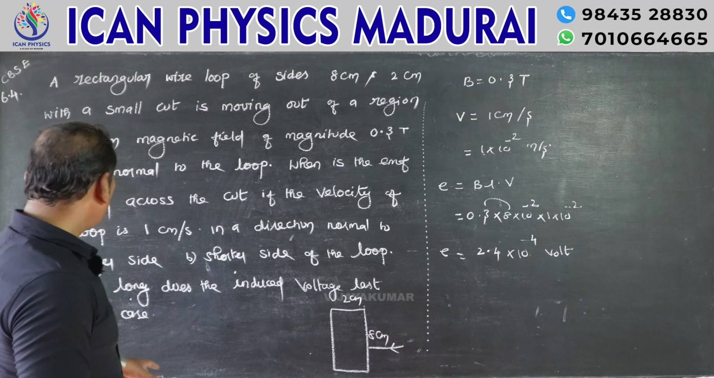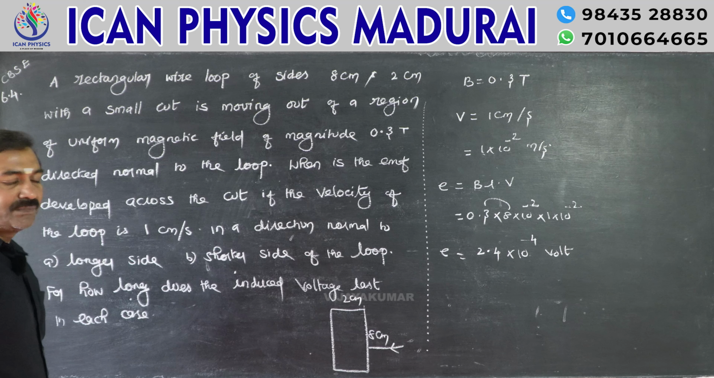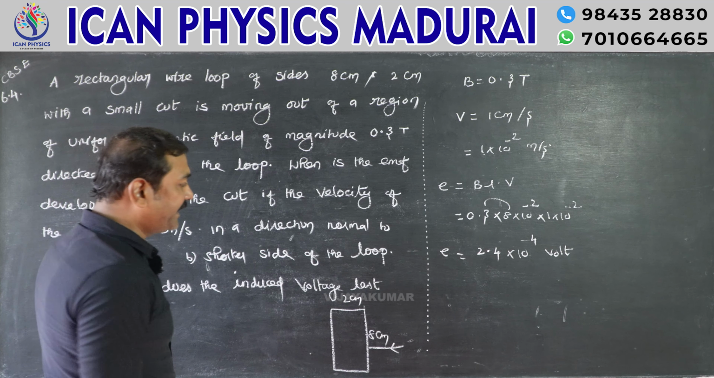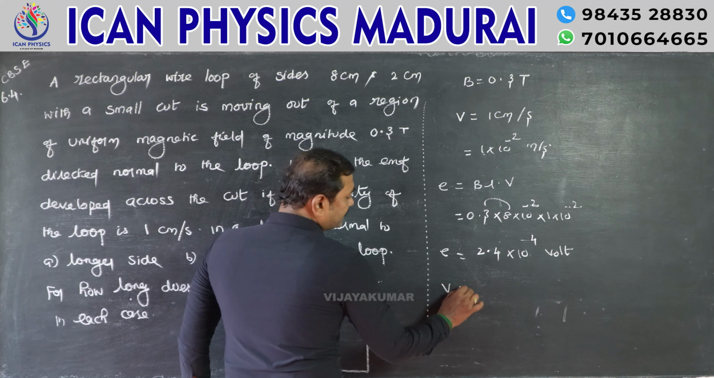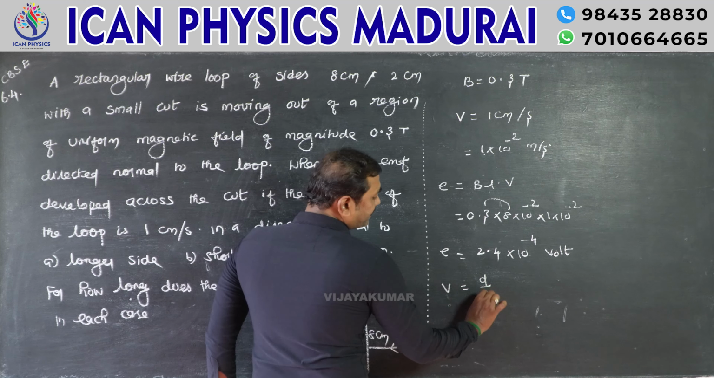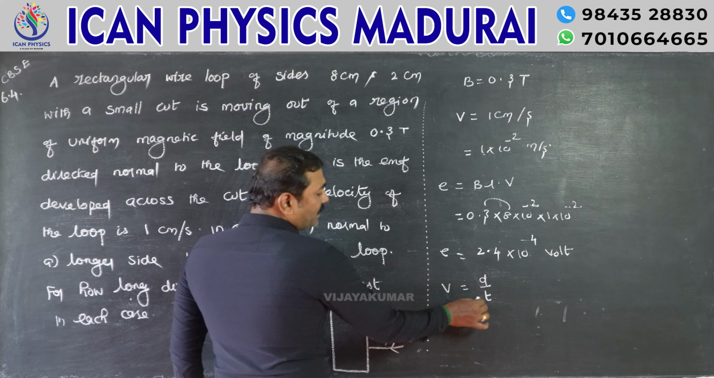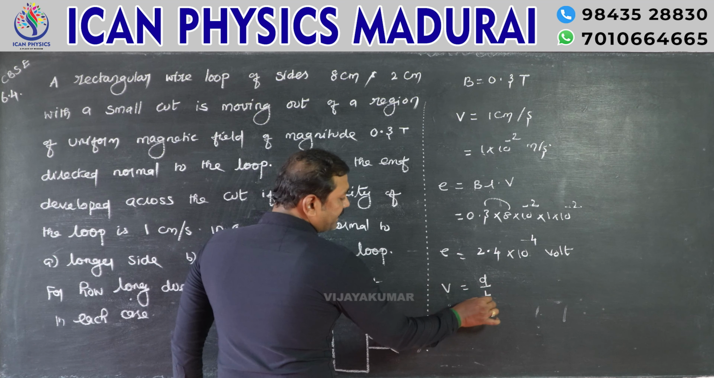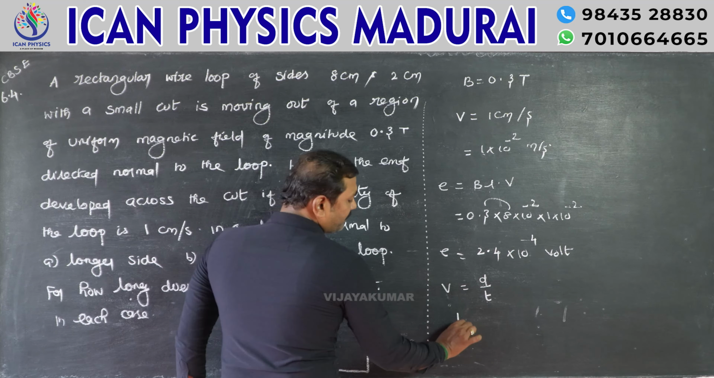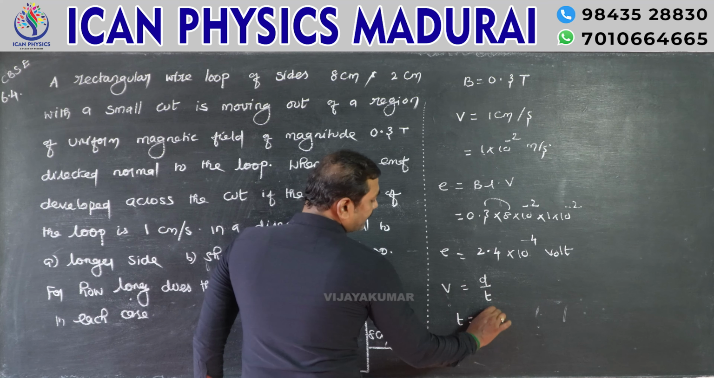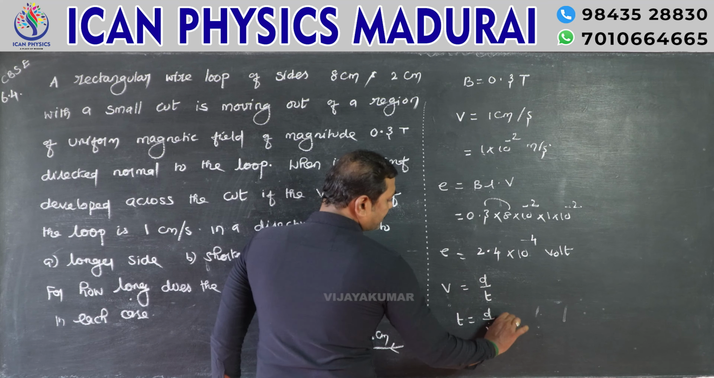Okay. Next one, how long? So, we are going to calculate the time taken. So, velocity equal to displacement by time. So, the division by time comes to the other side as multiplication. So, time equal to displacement by velocity.